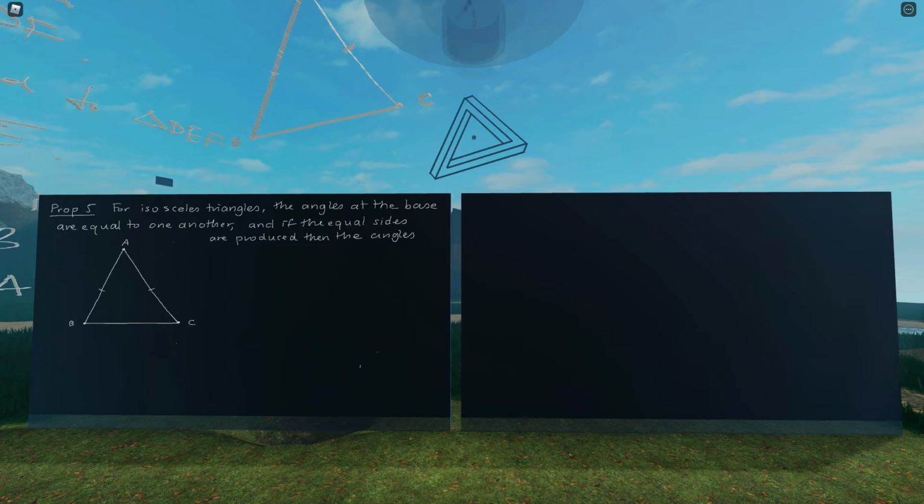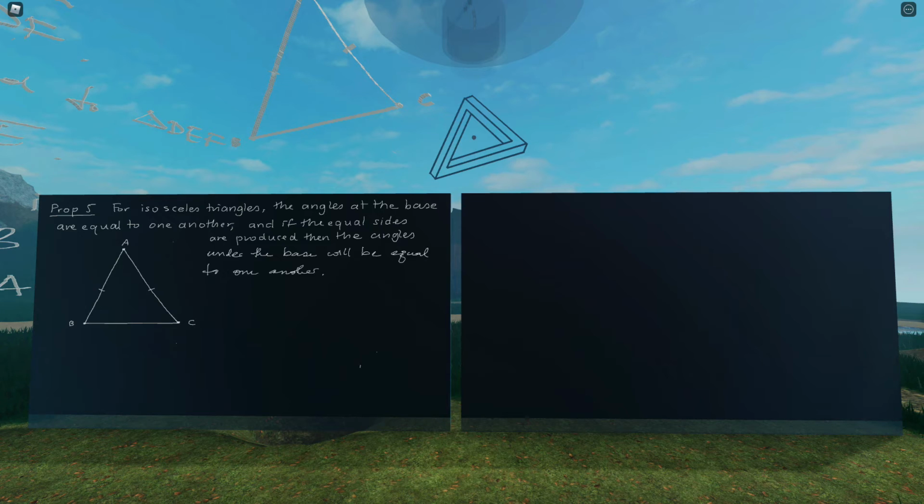So Proposition 5 says that for isosceles triangles, the angles at the base are equal to one another, and if the equal sides are produced, then the angles under the base will be equal to one another. Right. So I'll keep writing, I guess. Under the base will be equal to one another. Okay. So right, that's just a statement, I guess.